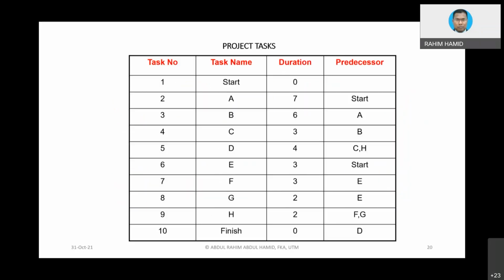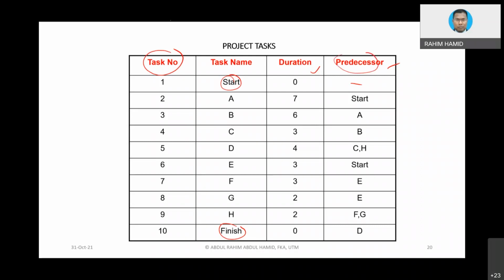Okay, now let's take a look at one simple example. Given the task names start until finish, with A, B, C until H, the duration is there, and the predecessor is given there. The start doesn't have a predecessor, so that is the starting point. The task number in Microsoft Project, this ID, will be generated automatically. And remember, in Microsoft Project, the computer does not recognize this type of predecessor description. We need to use this ID.